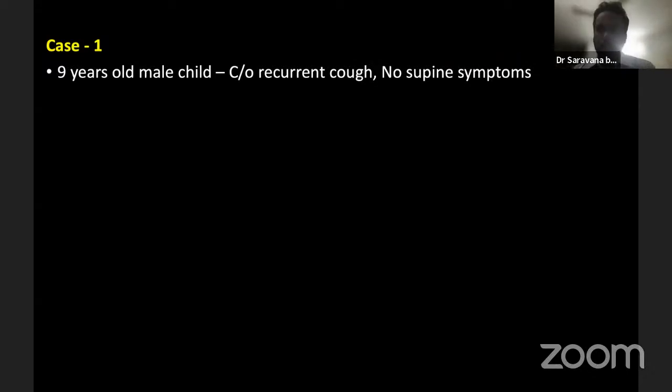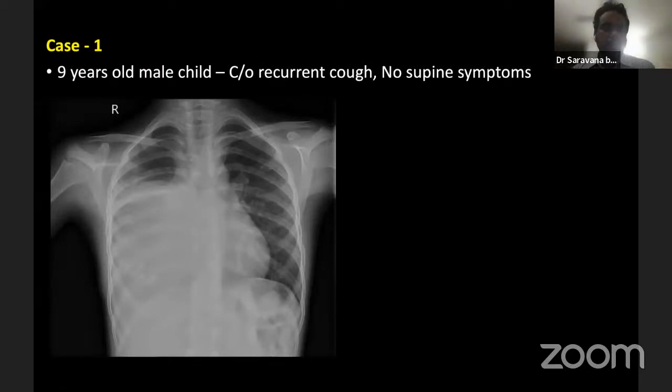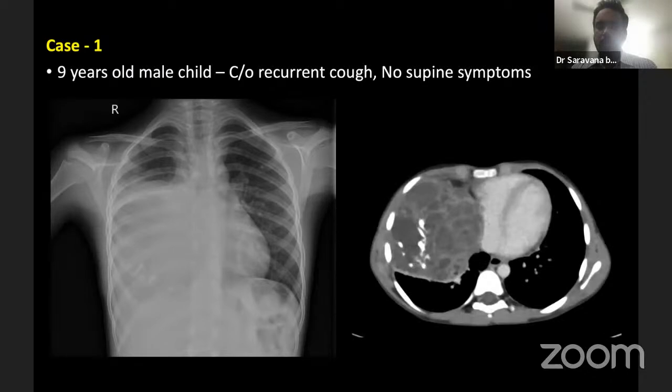So the patient presented in the OPD and was investigated, and this was his chest X-ray, which was showing some homogeneous opacity in the right hemithorax, covering almost 2/3 of the right thoracic cavity. So this patient was subjected to a CT scan, where you can find a mass lying adjacent to the heart, occupying almost 2/3 of the thoracic cavity.